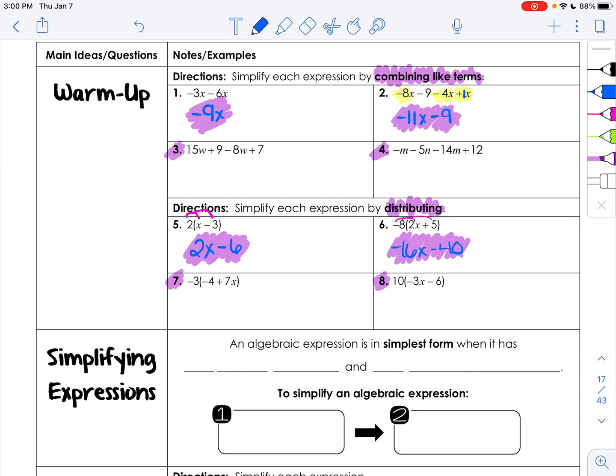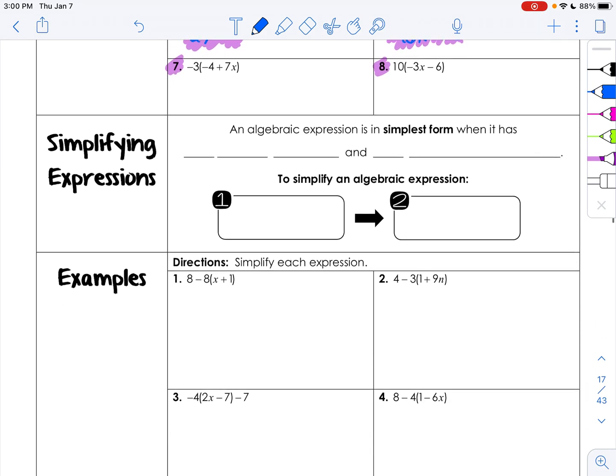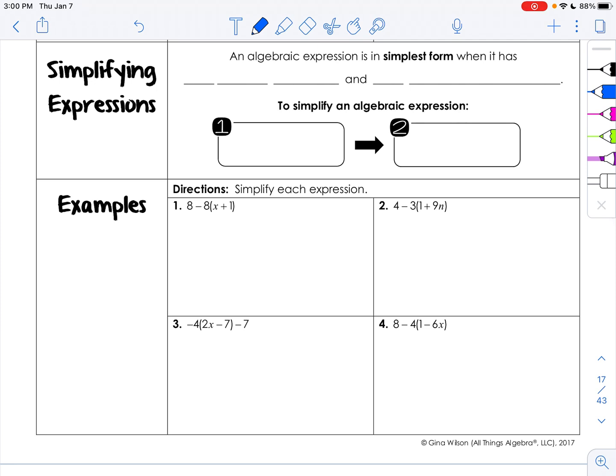Now we're going to put together combining like terms and distributing to simplify some bigger problems. An algebraic expression in simplest form, so we want it as the simplest form it can be in, is when you have no like terms and no parentheses. So when you combine like terms and you distribute, you're getting that expression in the simplest form possible.